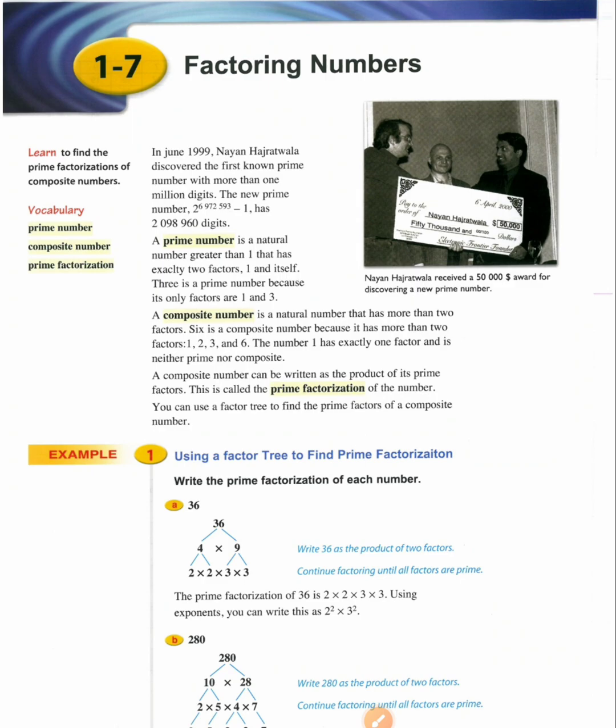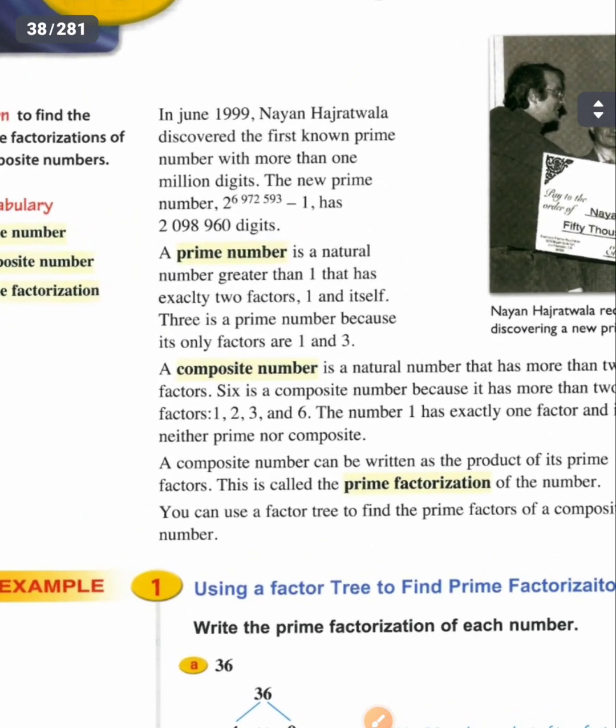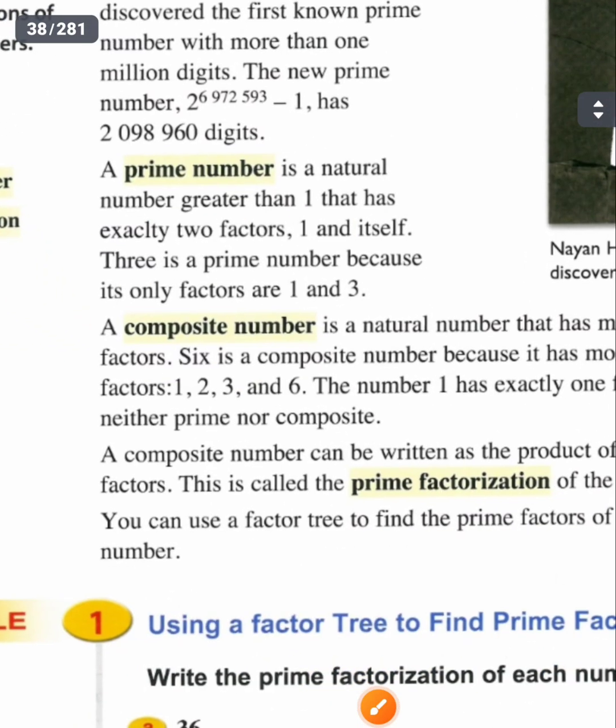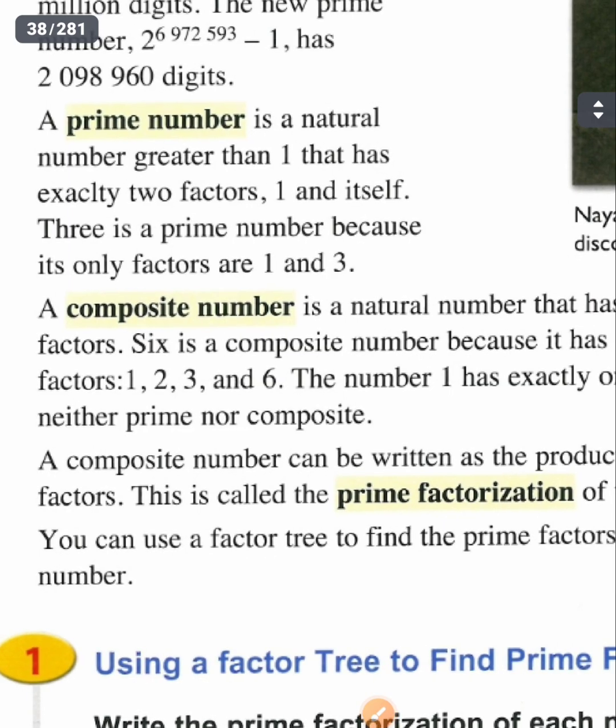As you can see, this is a picture of Nayan Hayratwala, who received a $50,000 award for discovering a new prime number. It's very interesting, and he discovered the first prime number with more than 1 million digits. And this new prime number was this. As you can read, it has more like 2 million digits. It's very interesting, and it must take a lot of time to calculate it. So congratulations.